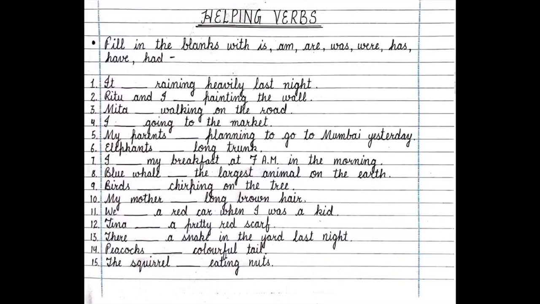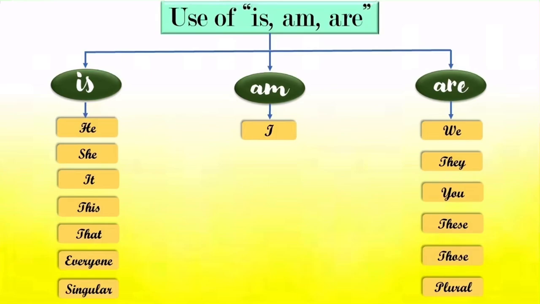Let's quickly rewind where to use these helping verbs. Firstly, we'll talk about is, am and are. Just remember, is, am, are used when the sentence is in present tense. Is is used with he, she, it, this, that, everyone and singular words. Am is used with I. Are is used with we, they, you, these, those and plural words.